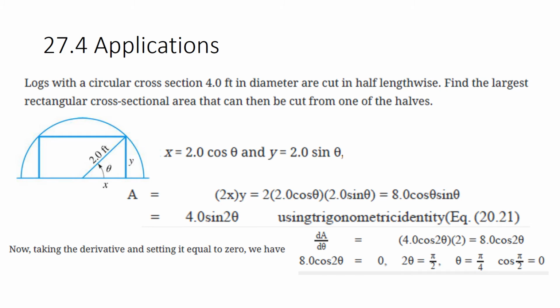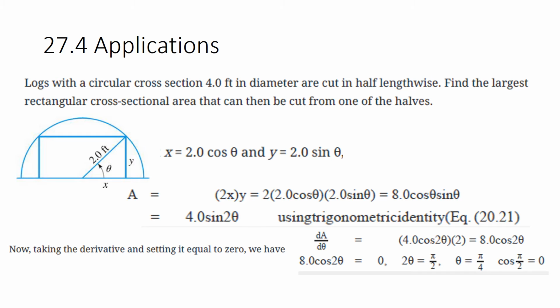Now I take the derivative. The derivative of the area is the rate of change of the area with respect to theta. So the derivative of 4 times sine of 2 theta is equal to 4 times cosine of 2 theta times the derivative of 2 theta, which is 2. So the derivative of the area is 8 times cosine of 2 theta. What I want is to set that first derivative equal to 0, because that tells me I've got a local maximum or a local minimum, sometimes called a relative maximum or relative minimum.